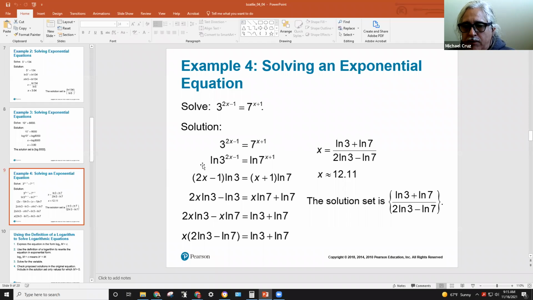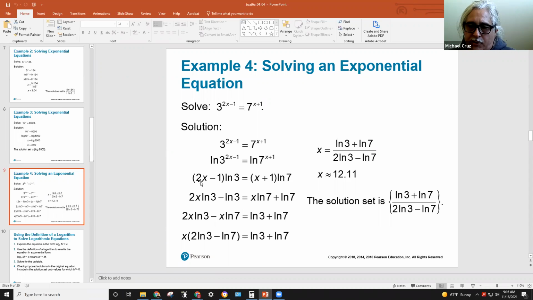All right, so that's what happens here. The natural log of 3 to the 2x minus 1 is equal to the natural log of 7 to the x plus 1. Now, what they're doing in this next step is they're using that power rule. In other words, the 2x minus 1 times the ln of 3 is equal to x plus 1 times ln of 7. All right, both sides using the power rule. Now, distribute.